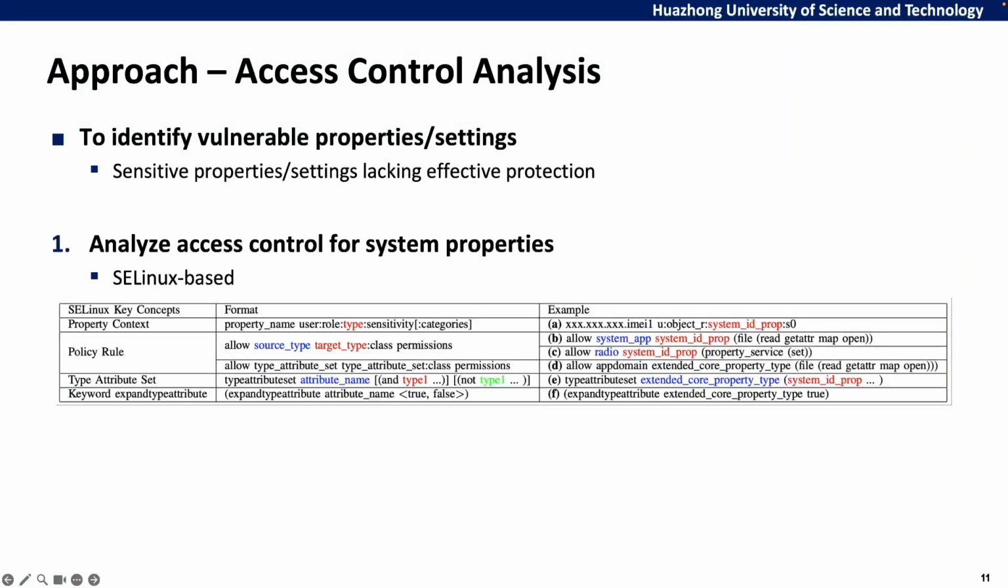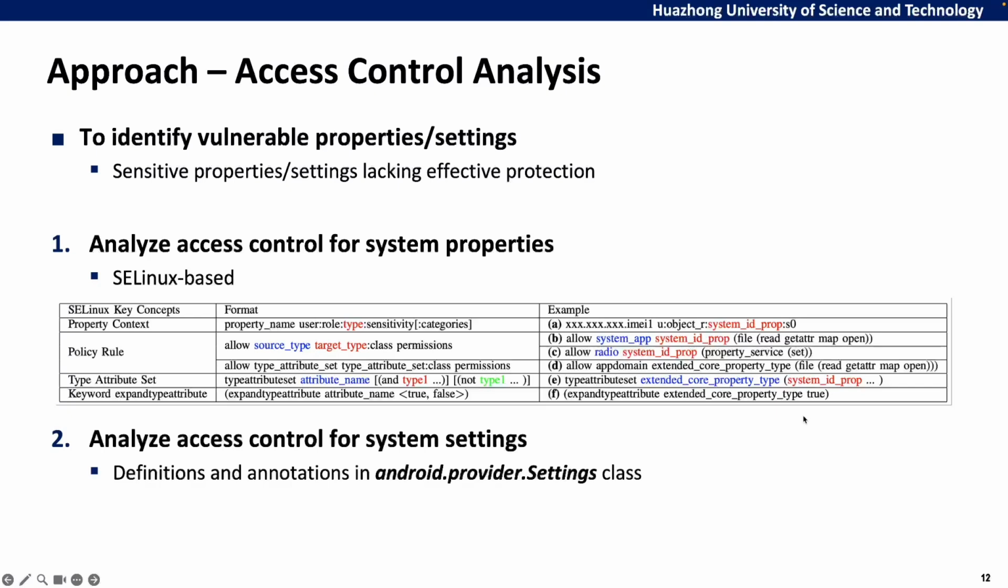Finally, we perform access control analysis to identify vulnerable properties and settings, namely sensitive entries that lack proper protection. For system properties, we examine their corresponding Linux policies, while for system settings, we analyze their definitions and annotations in the related classes.